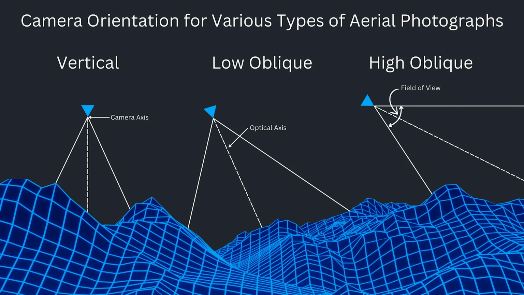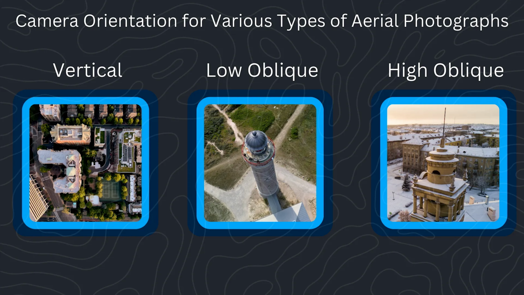Oblique aerial photographs are taken with the camera deliberately angled away from a straight down vertical position. In high oblique photos, the horizon is visible, while in low oblique shots, it is not. This figure demonstrates the camera's orientation for vertical, low oblique, and high oblique photography.